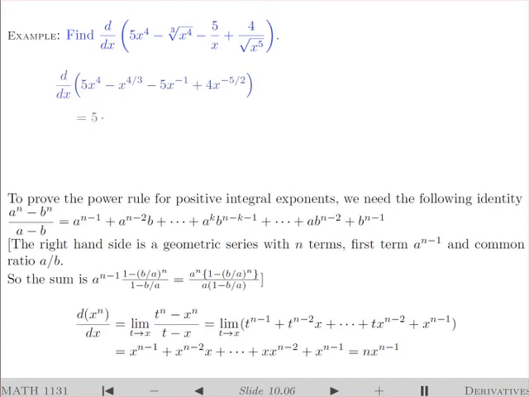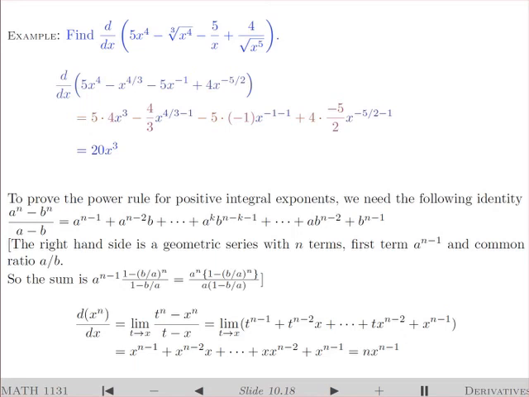So in the first step, I'm going to just apply the power rule. Derivative of x^4 is 4 times x to the power 3. Derivative of negative x^(4/3) is negative 4/3 times x to the power 4/3 minus 1. And I'm going to do this for the next two terms. So I get negative 5 times negative 1 x to the power negative 1 minus 1. And then plus 4 times negative 5/2 times x to the power negative 5/2 minus 1.